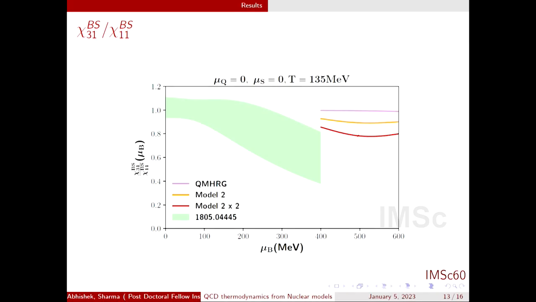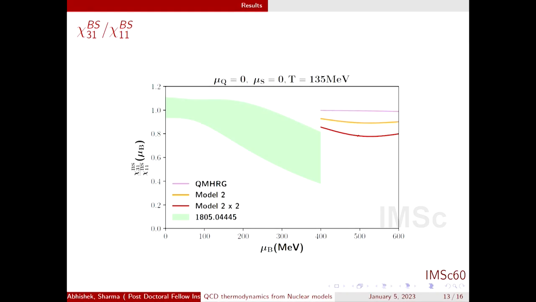In this case, we find that the orange result doesn't match with the light green colored band. This is most likely due to the fact that the lattice result, of course, contains the entire hadronic spectrum, including all the strange hadrons, whereas the nuclear model we have contains only two strange hadrons. It is my expectation that if one includes more hadrons, there can be an agreement between the nuclear model and the lattice for this case also.